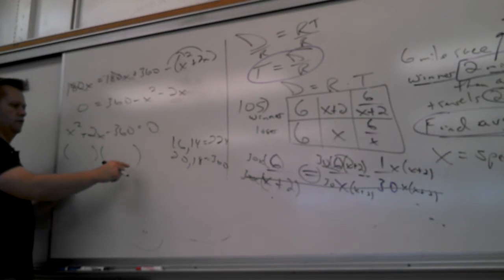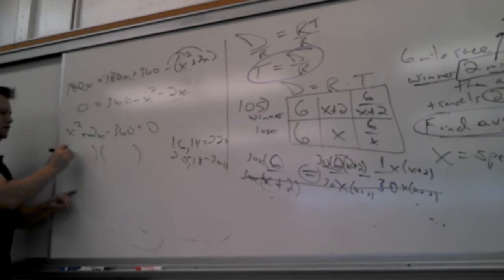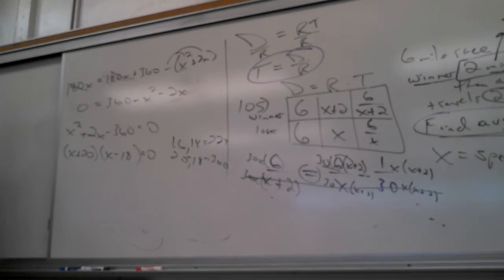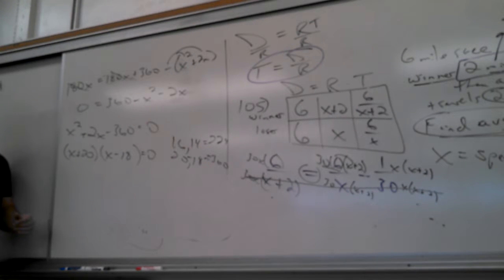Which one's got to be negative? The 18's got to be negative, so it'd be x plus 20, x minus 18. Why is it 20 if it's 360? Well, it's negative 360. Oh, it's negative 2. I'm sorry, it's positive 2. Okay. So either x is negative 20.